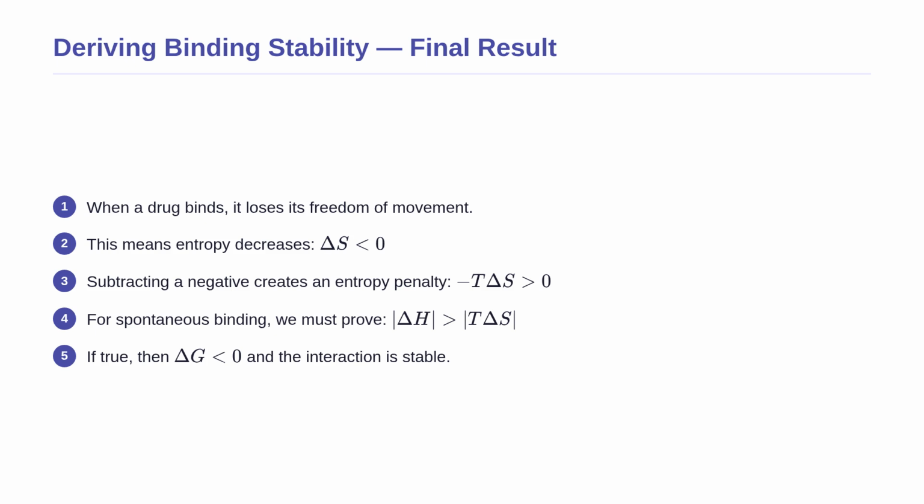Therefore, for the final delta G to remain negative, the negative enthalpy from strong chemical bonds must be large enough to overcome this entropy penalty. When we mathematically prove that delta G is negative, we guarantee the drug-target interaction is stable enough for medical use.